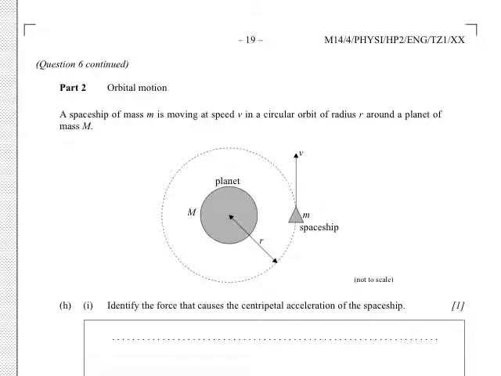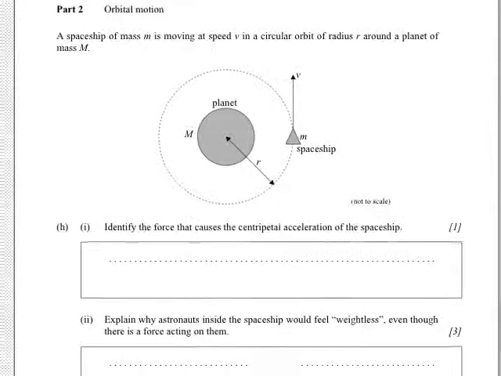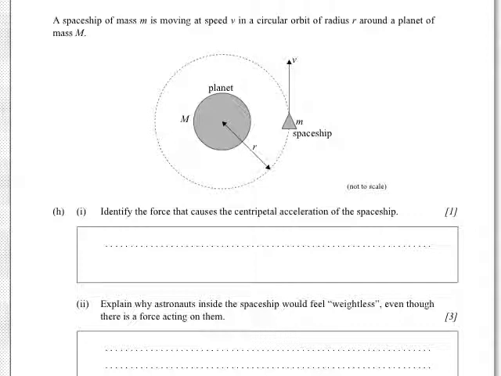Okay, this is a question about orbital motion. A spaceship moving around a planet. What is the name of the force that's causing this centripetal force inwards? This is a gravitational force. Gravitational force. Okay, it's one easy mark.